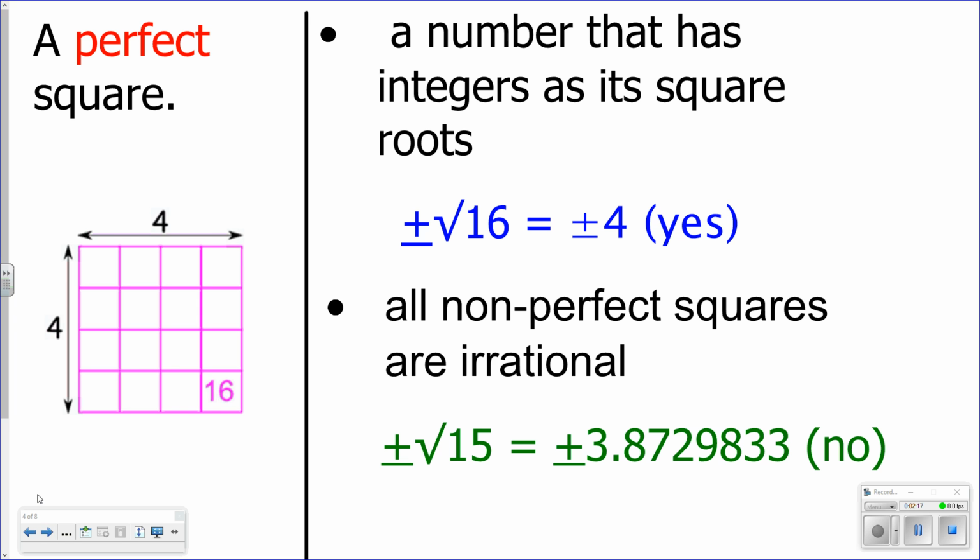So a perfect square is a number that has an integer as its square root. For example, plus or minus the square root of 16 is plus or minus 4, so 16 is a perfect square. It doesn't mean that we can't find the square root of a non-perfect square. We can find the square root of 15, it's just irrational. So the square root of 15 is plus or minus 3.8729833... So we can find the square root of a non-perfect square, it's just not rational.